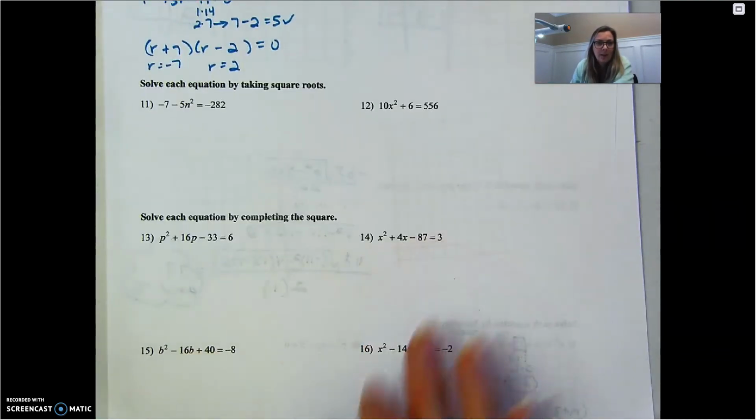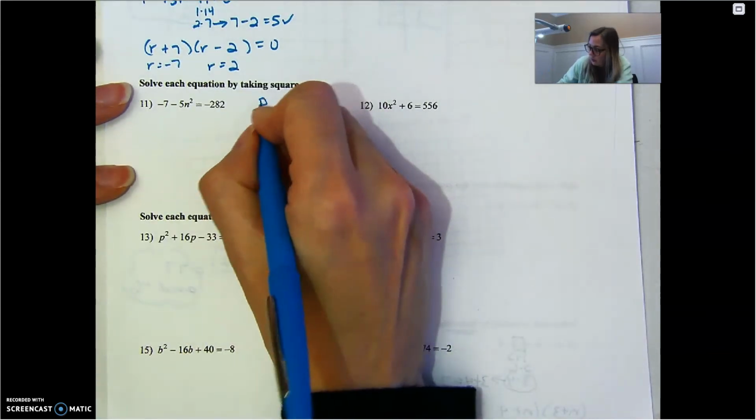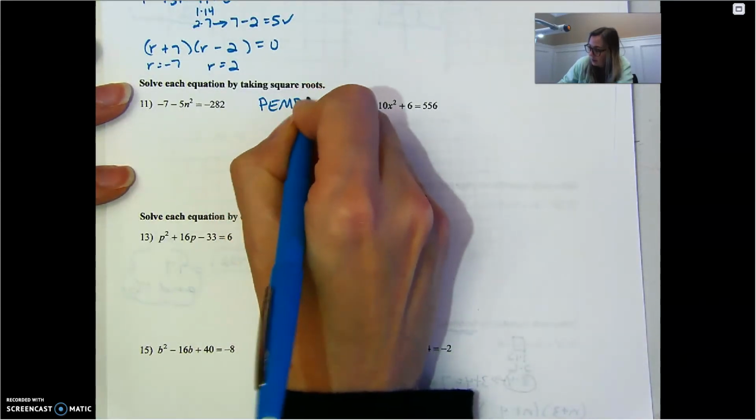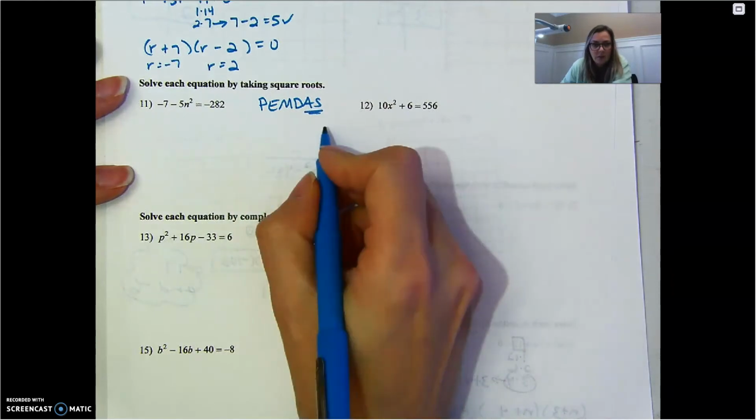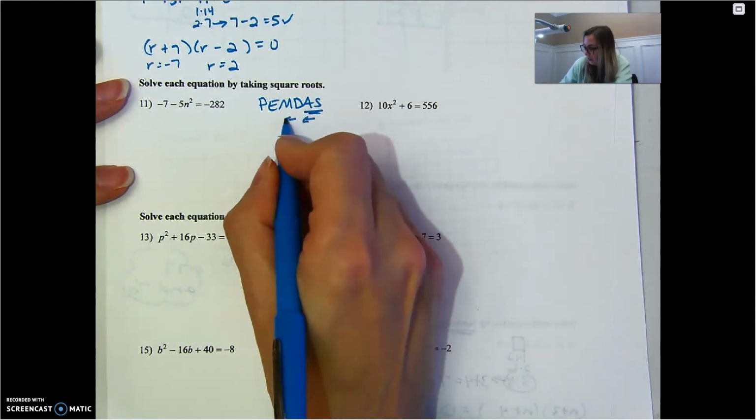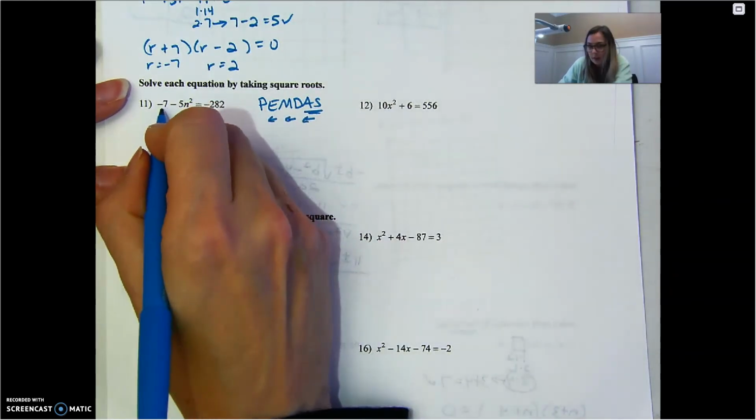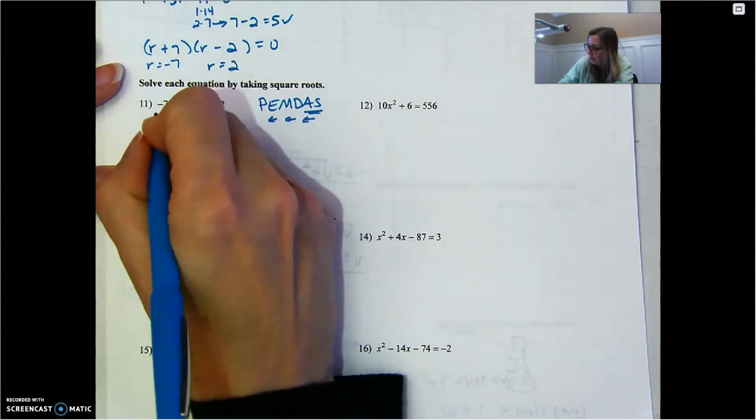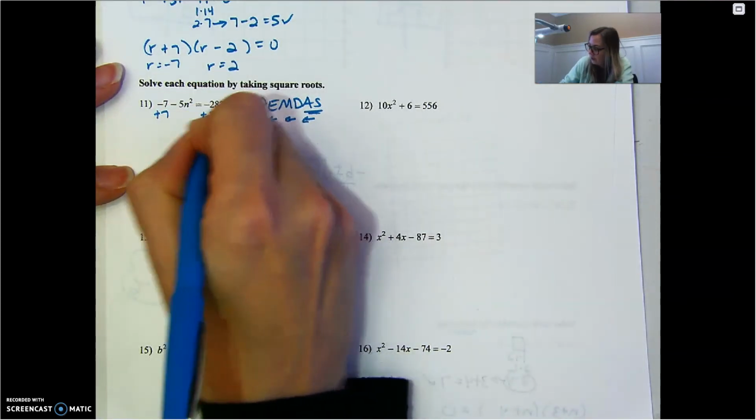All right. Next one, solving by square roots. That's when you go backwards on PEMDAS. All right, so you want to start with addition, subtraction, and then work your way that way. So I need to move this negative 7 with addition.